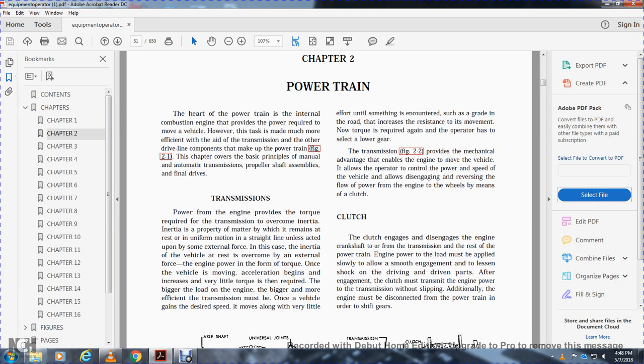The transmission provides the engine with the torque required to overcome inertia. A vehicle at rest maintains its state of uniform motion in a straight line unless acted upon by an external force. In this case, to move the vehicle from rest, the engine power in the form of torque must overcome that external force.